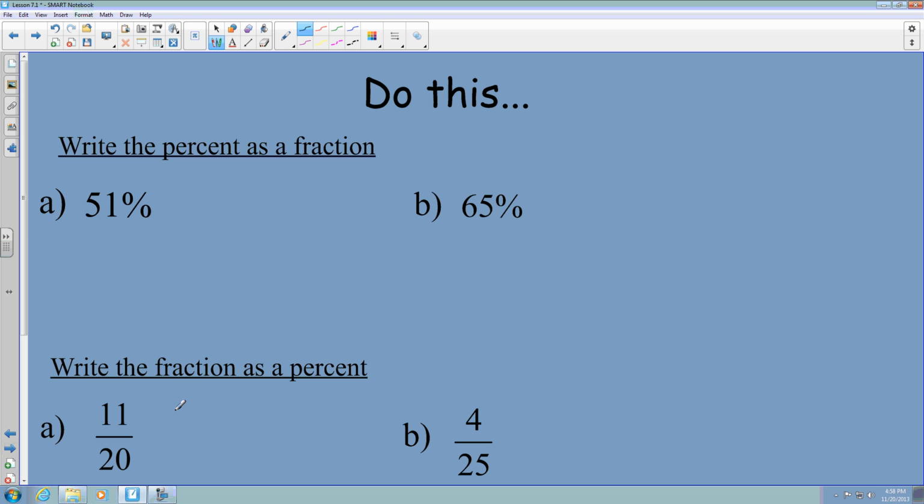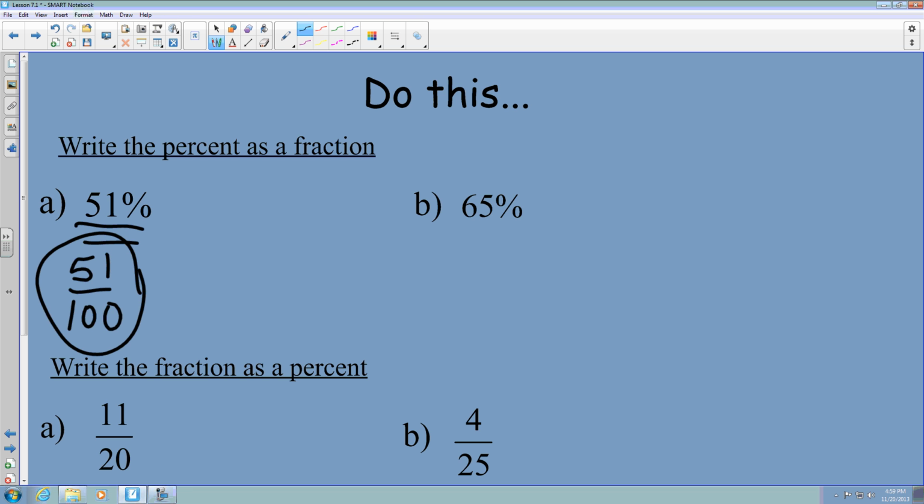So if you were to give these a try, I want to write the percent as a fraction. So we have to remember the steps from page 1 in order to solve this. The first thing we have to do is, again, write this number over 100. So I'm going to put 51 over 100. And then I have to check and see if I can reduce this fraction. And if you notice, you cannot. So this is the lowest terms as it gets.